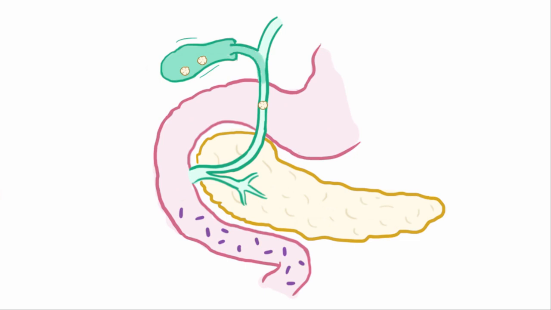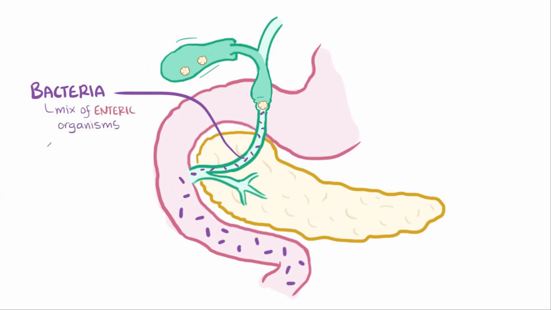Once the flow of bile is blocked, bacteria can slowly make their way up the ducts and colonize the biliary system without the risk of being washed away. Most commonly, the bacterial species involved are a mixture of enteric organisms, including common ones like E. coli, Klebsiella species, and Enterococcus species.